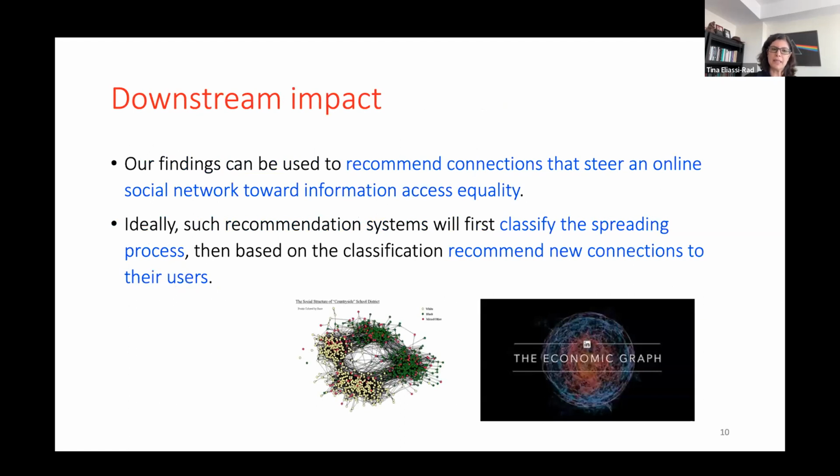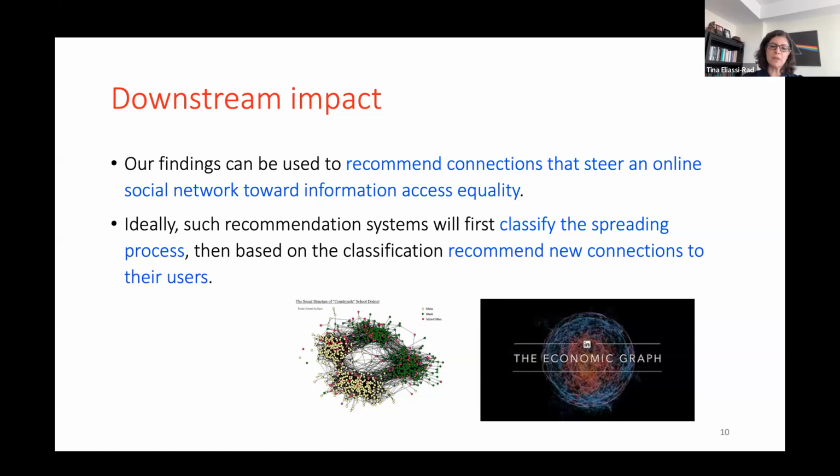And what is the impact on downstream tasks here is that our findings can be applied to recommend connections that will steer an online social network toward information access equality for a particular kind of information spread, right? So ideally what you would do is you would first classify what your spreading process is. Is it simple contagion? Is it complex contagion? Is it symmetric transmission rate? Does it have asymmetric transmission rate? And then based on that classification, you would recommend new connections to your users such that for that particular information spread, you would move your network closer to information access equality.